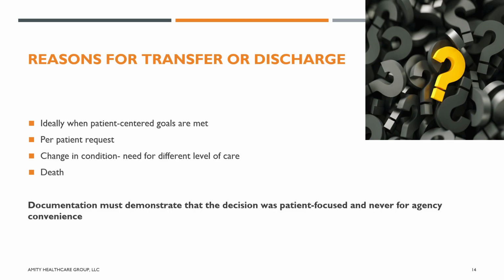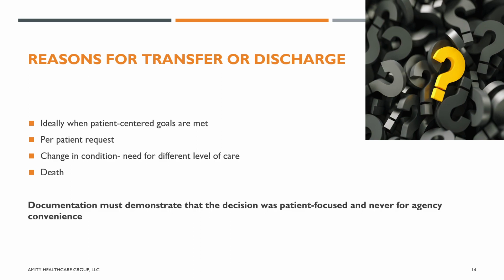So if the patient happens to expire while they are on service, then that would definitely be a discharge. The documentation has to demonstrate that whatever the decision was for transfer or for discharge, it was patient-focused, never for agency convenience. There are times when an agency has to discharge a patient for cause, sometimes due to things like safety for the staff, or the patient just not being cooperative or appropriate.